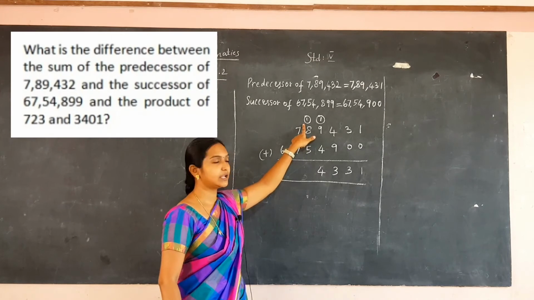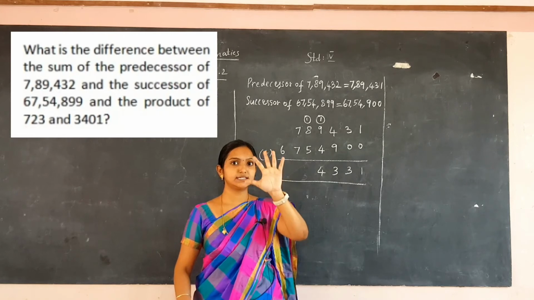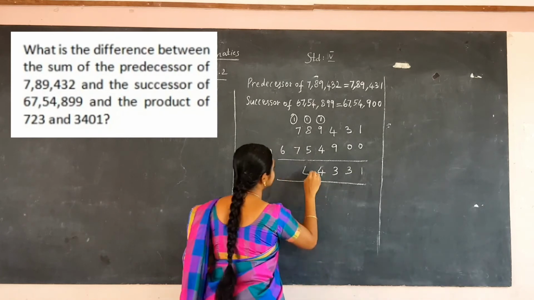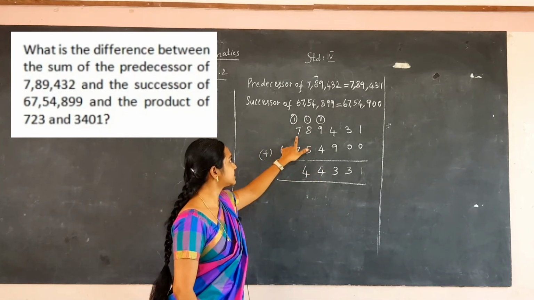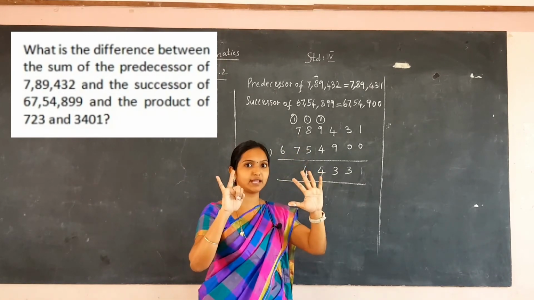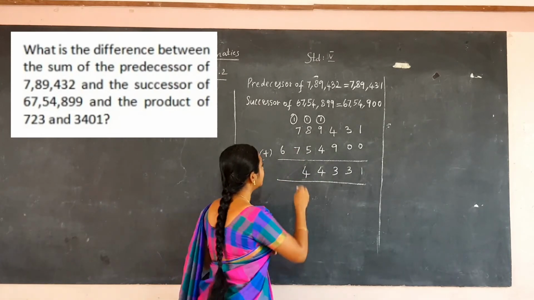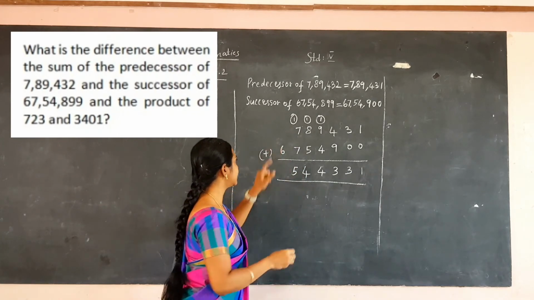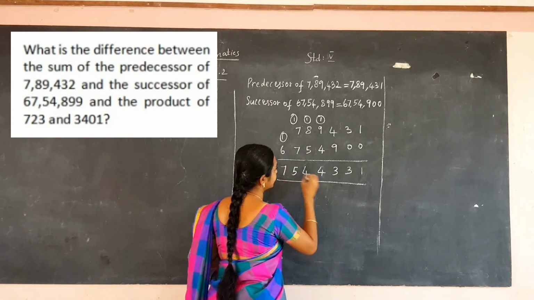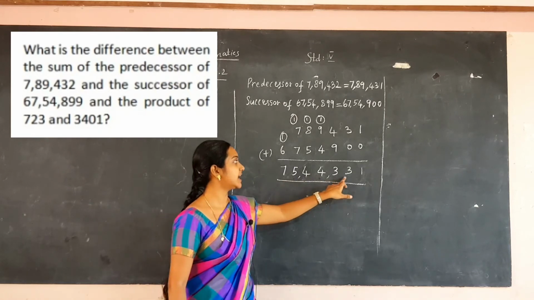8 plus 1 will be 9. So keep 9 in mind and 5 in fingers. Now start counting from 9. 10, 11, 12, 13 and 14. Now 7 plus 1 will be 8. Now keep 8 in mind and 7 in fingers. Now start counting from 8. 9, 10, 11, 12, 13, 14 and 15. Now write 5 here and carry 1 to next place. 6 plus 1 will be 7. So the answer is 75,44,331.